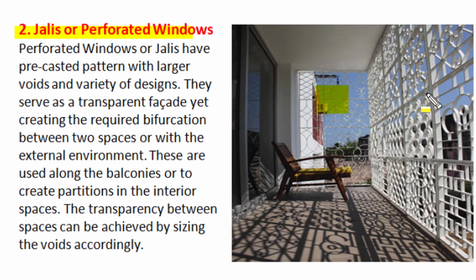Jalis or perforated windows are another style of fenestration. These perforated windows or jalis have precast patterns with relatively larger voids and a variety of designs. They serve as transparent facades and often create the required bifurcation between two spaces, or between the internal and external environment. These jalis can be used along balconies or to create partitions in internal spaces. The amount of transparency between two spaces can be achieved by sizing the window accordingly. Smaller voids reduce transparency.